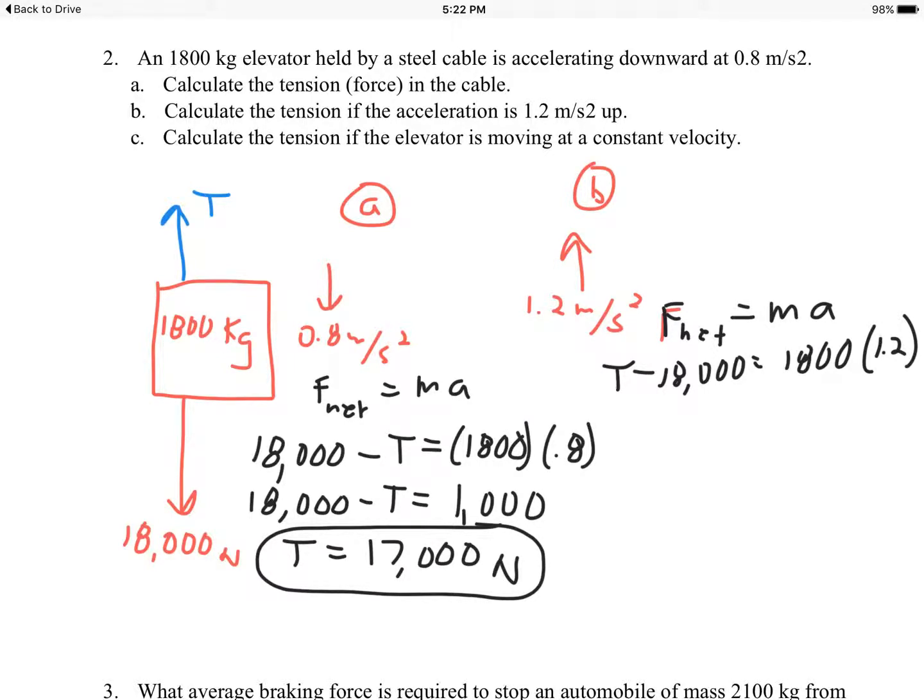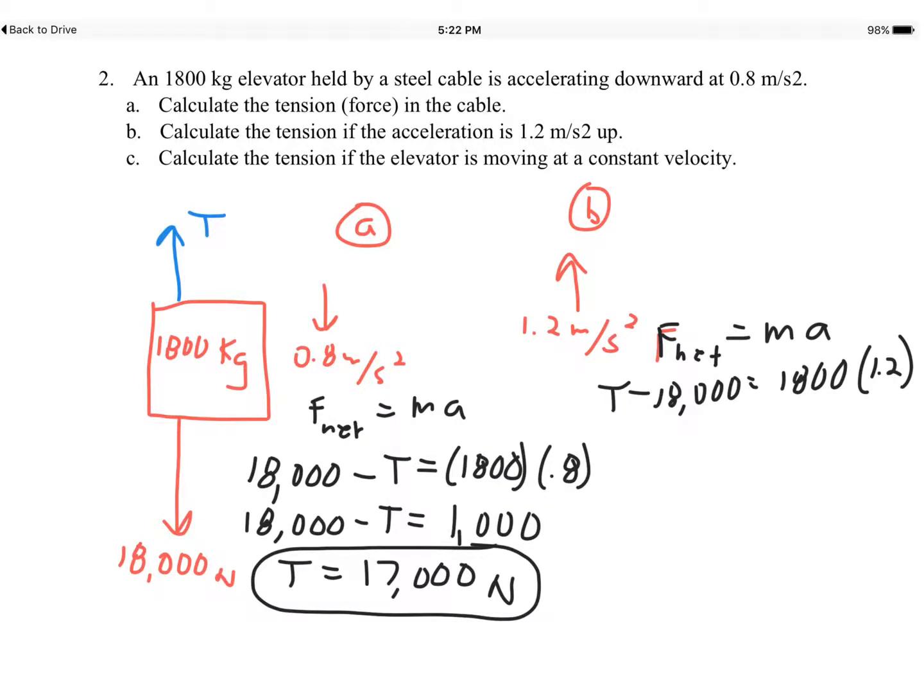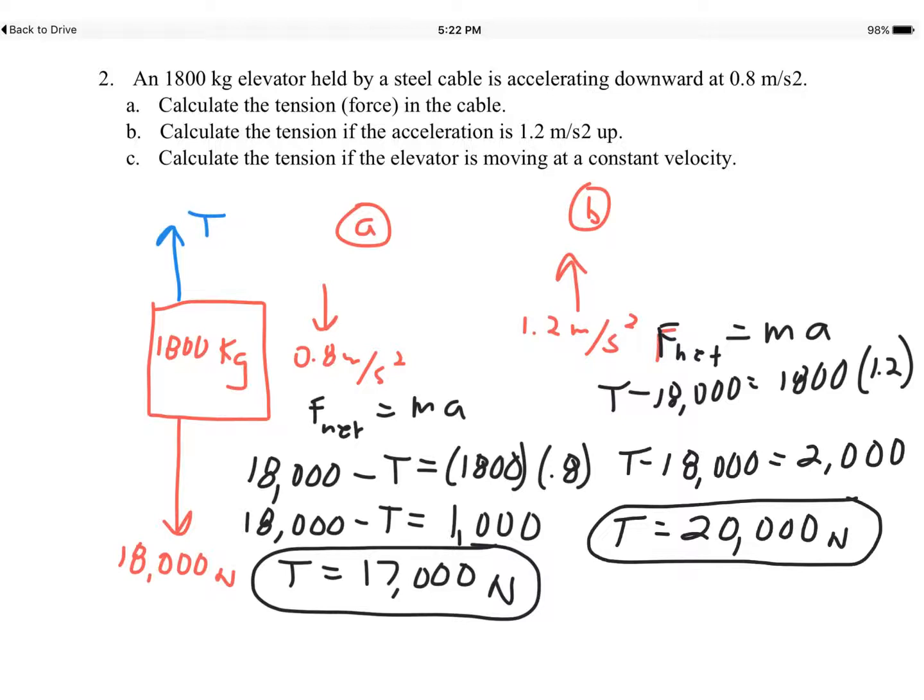That brings us to T minus 18,000 equals 2,000, rounded off to the nearest thousand because I need to combine that with the 18,000, and you end up with T equals 20,000 newtons because the upward force now is bigger than the downward force, causing the upward acceleration.